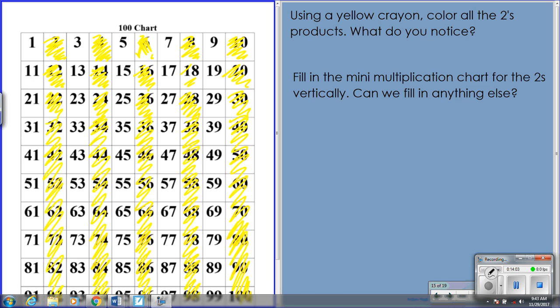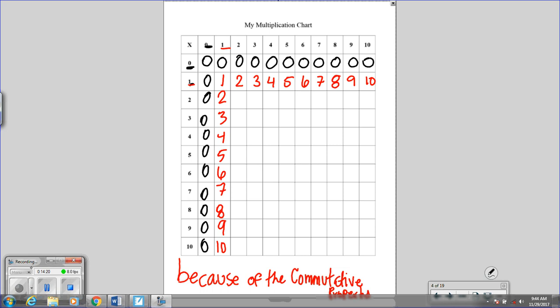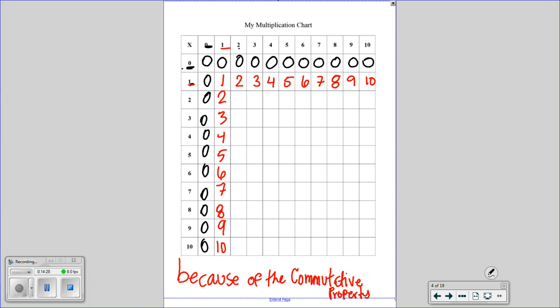We're going to fill in our multiplication chart, and we're going to fill it in vertically, up and down. Go ahead on your math notebook, dog ear that page, so that way when we keep filling in our chart, you'll be able to easily find it in the future. We're going to fill in our 2s in the vertical column. So 2 times 0 is going to give me what? 0. 2 times 1, 2. 2 times 2, 4. Remember, we double. 2 times 3, 6. 2 times 4, 8. 2 times 5, 10. 2 times 6, 12. 2 times 7, 14. 2 times 8, 16. 2 times 9, 18. 2 times 10, 20.